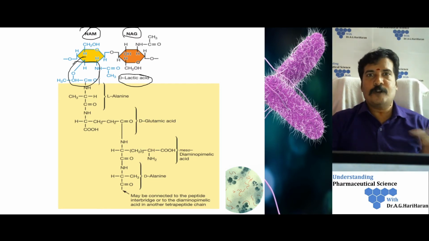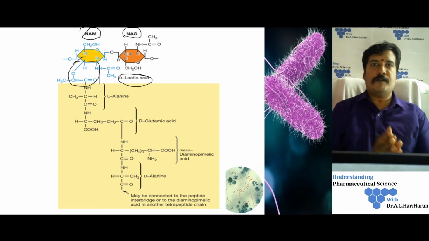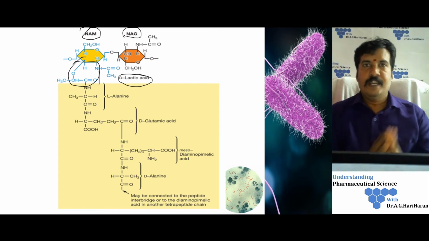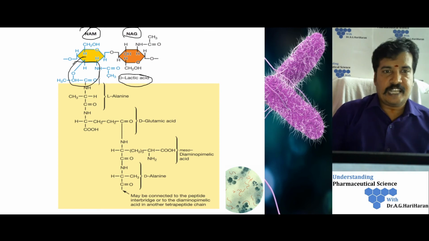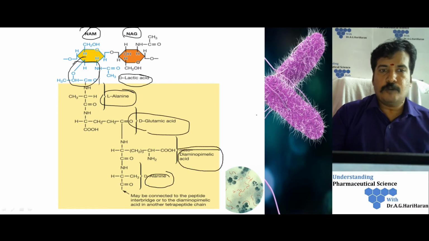So the peptidoglycan is nothing but a polymer of NAG and NAM. In NAM, it is attached with 4 amino acids, that is L-alanine and D-alanine, then D-glutamic acid and mesodiaminopimelic acid.